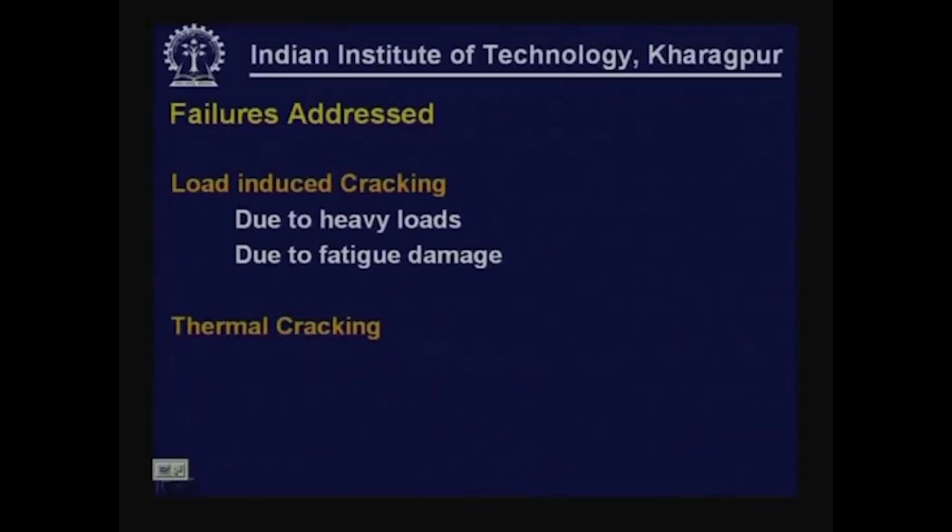The other type of cracking that can occur, which we have discussed in the analysis of concrete pavements, is thermal cracking, either because of curling up or curling down of slabs due to temperature variation within the slab, or because of contraction and the restraint provided to contraction by the foundation. So, thermal stresses can also lead to cracking of the slab.